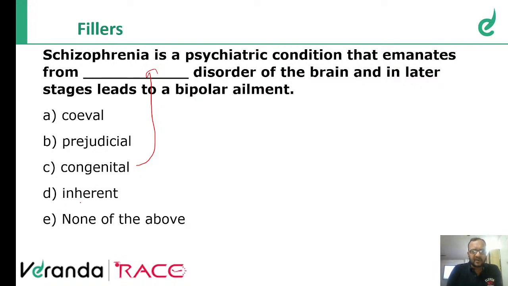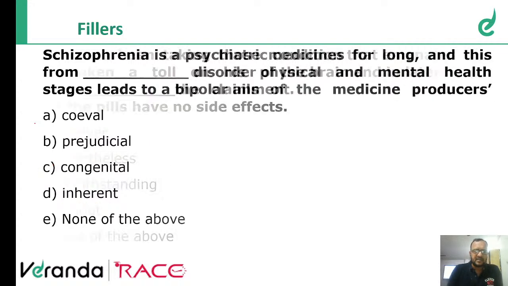Inherent means something which is already inside it. So we have inherent qualities, but congenital disorder will mean something that has been present since birth. So answer will be congenital. Congenital means present since birth. Prejudicial means having a prejudiced opinion about someone. Having already an opinion about something and someone is known as prejudicial. Coeval means having the same origin or the same platform. Coevals, having the same origin. So answer will be congenital. Okay, moving ahead to the next question.